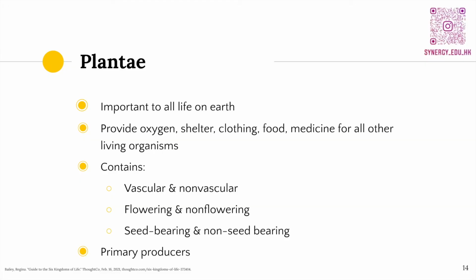Next, the Plantae kingdom encompasses plants, which are important to all life on Earth. These provide oxygen, shelter, clothing, food, and medicine for all other living organisms. This contains vascular and non-vascular plants, flowering and non-flowering plants, and lastly seed-bearing and non-seed-bearing plants. Also, plants are known to be primary producers, making them essential to the food chain.